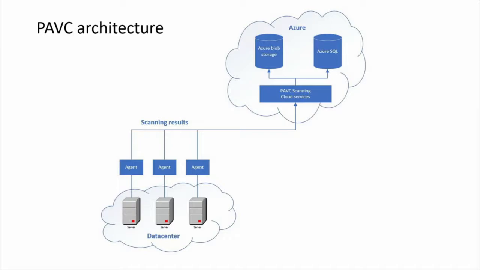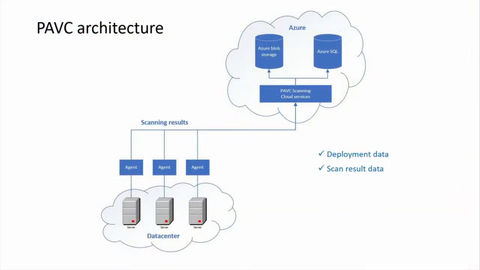On this PAVC infrastructure diagram, at the bottom we can see our data centers, machines that our agents are deployed on. Data flows, scanning results flow to our Azure resources. We have SQL DBs, storages, and most importantly, we have our cloud services that process the data. I already mentioned that vulnerability scanning is bread and butter for PAVC.